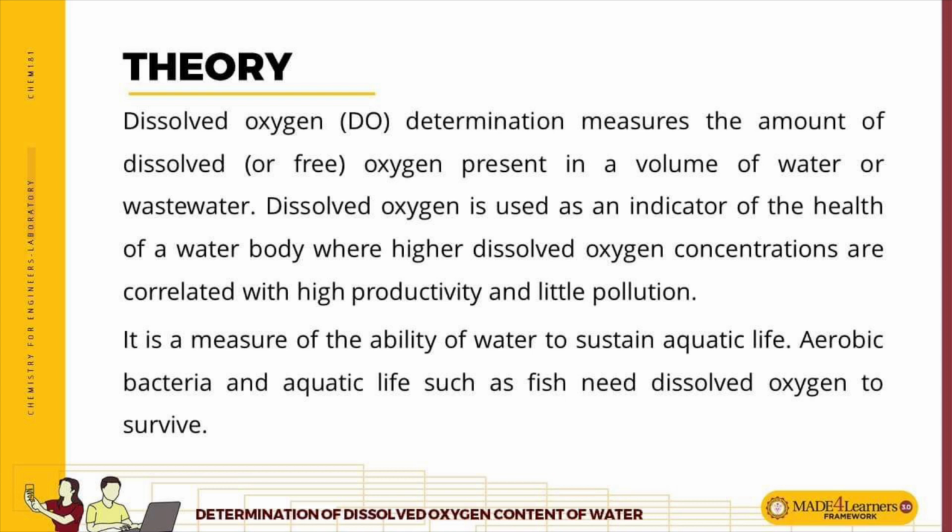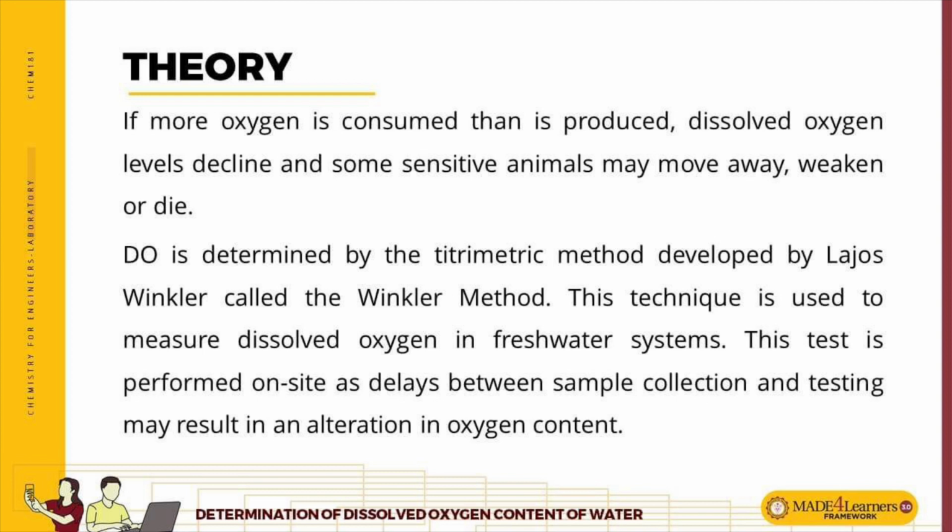Aerobic bacteria and aquatic life, such as fish, need dissolved oxygen to survive. If more oxygen is consumed than is produced, dissolved oxygen levels decline, and some sensitive animals may move away, weaken, or die. Dissolved oxygen is determined by the titrometric method developed by Olaus Winkler, called the Winkler method. This technique is used to measure dissolved oxygen in freshwater systems. This test is performed on-site as delays between sample collection and testing may result in an alteration in oxygen content.